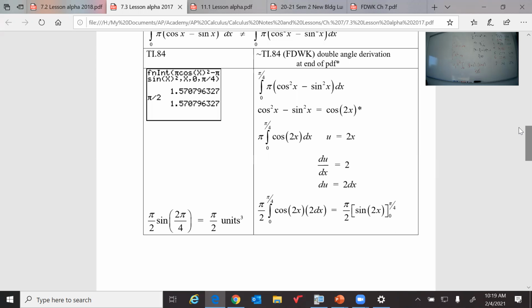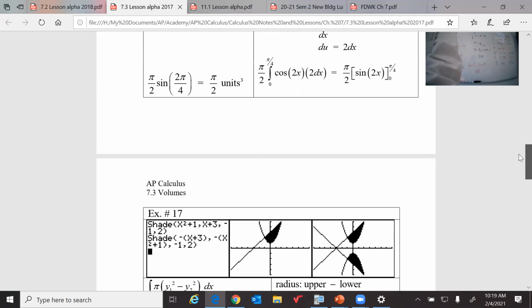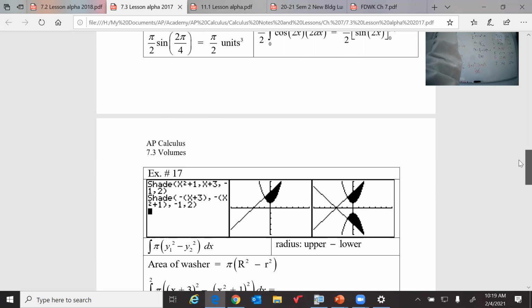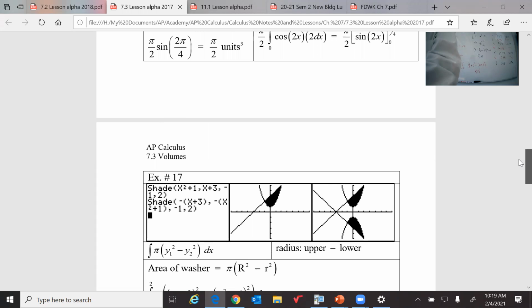Now, this is sending us to problem 17. And all we're going to do for 17 is set the problem up. So I'm going to draw the picture for you. There it is. And you're just going to build the question. I don't care about the answer.